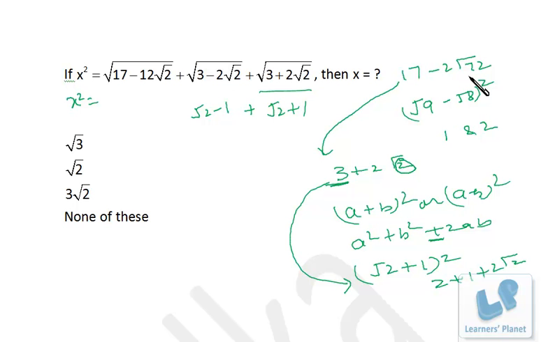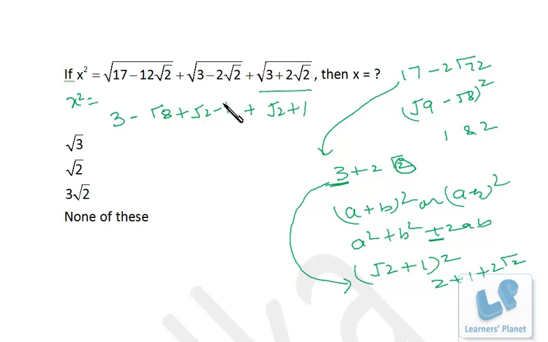Okay? 9 plus 8 is 17. 9 into 8 is 72, right? So this is root 9 minus root 8 whole square. If you open it up, it will be 9, that is root 9 whole square, that's 9 plus 8 minus 2 into root 9 into root 8, that's 72. Okay, so square root of this will be what? Root 9 minus root 8. So root 9 is actually 3 minus root 8.